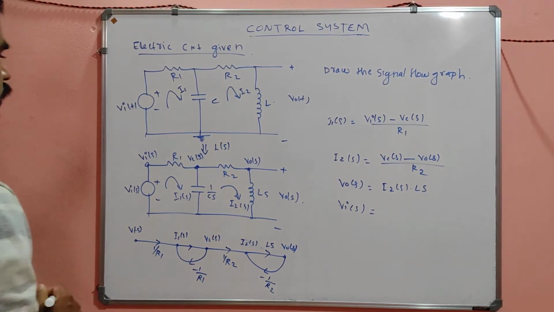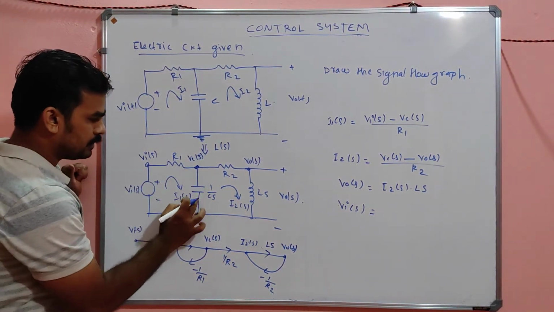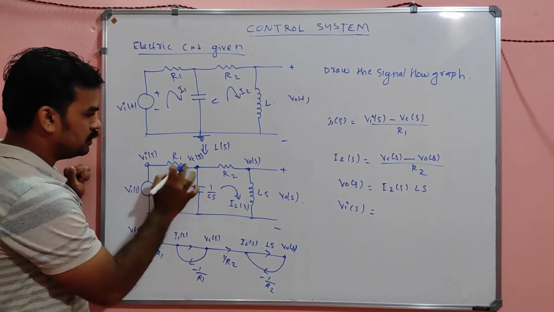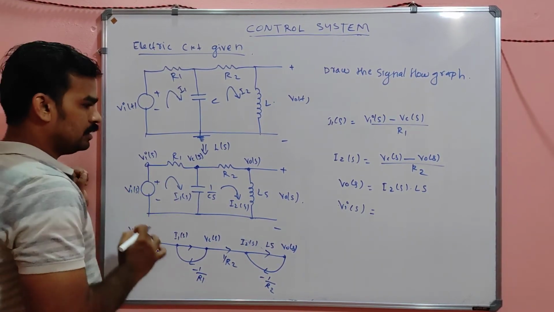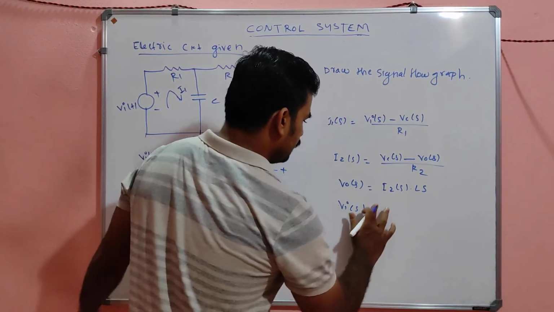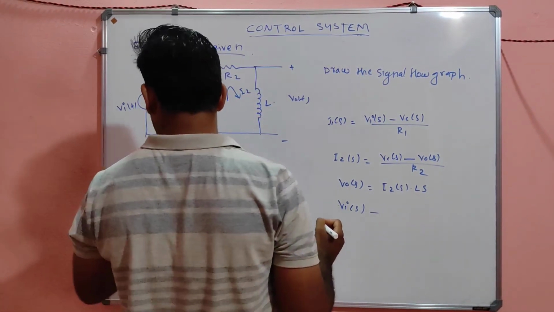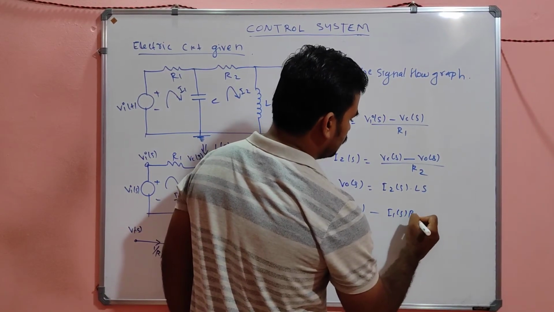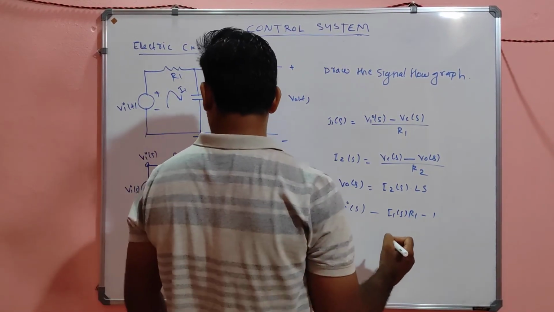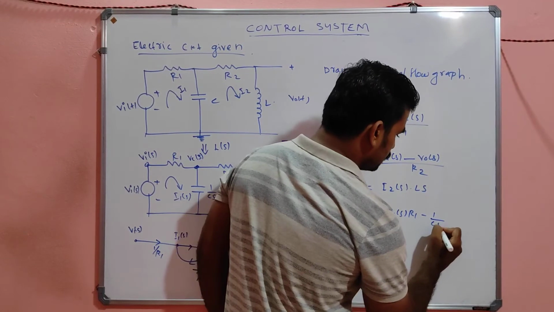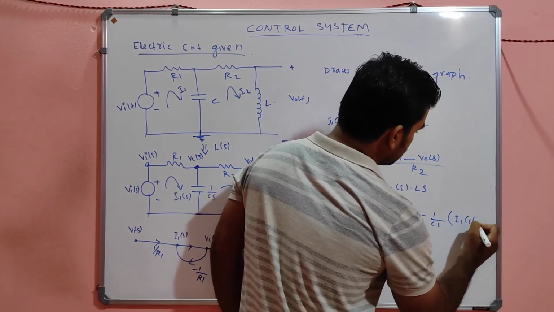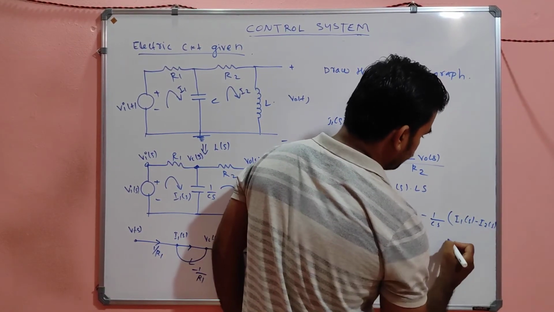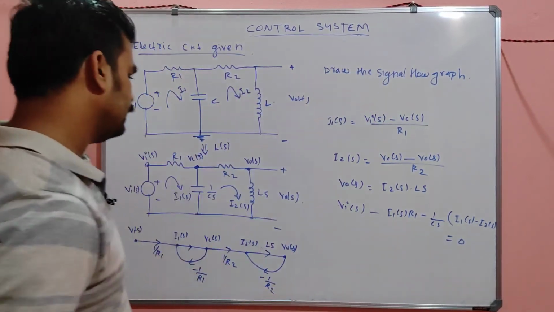Vi of s. Consider this loop now. Consider this loop, my dear. So I can write Vi of s minus I1 of s into R1 minus 1 by Cs into I1 of s minus I2 of s equal to 0. Am I right, my dear?